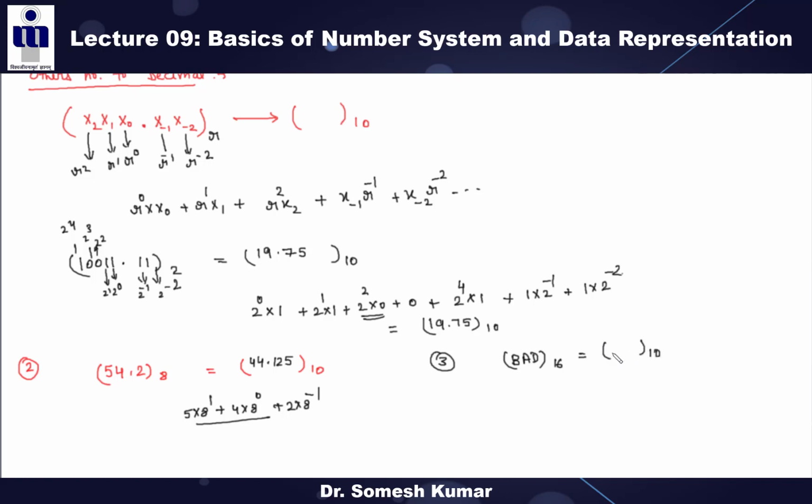So in the similar way, what is this position? This is 16 to power 0. 16 to the power 0 multiply with D. D is your what? What is D? D is basically 13, right? Next is, sorry, A. A is your 10. Now, what is B? This is your 11. So if you solve this thing, then the answer is 2989, right? So in this way, you can convert your other numbers to the decimal.